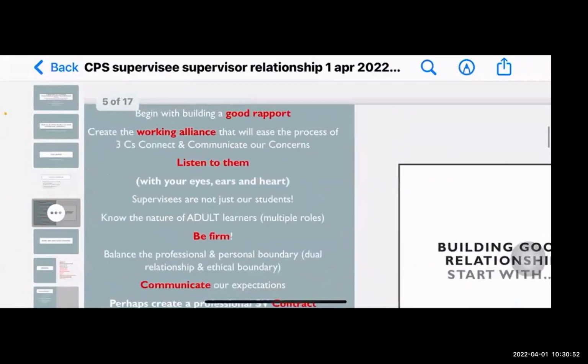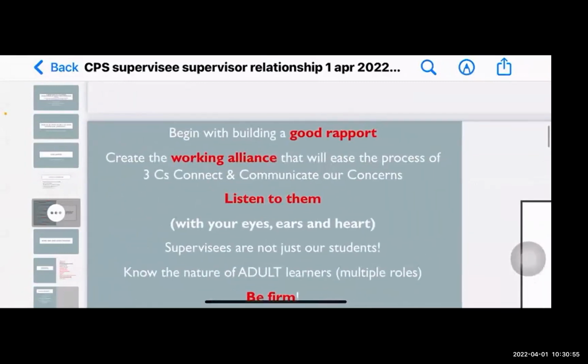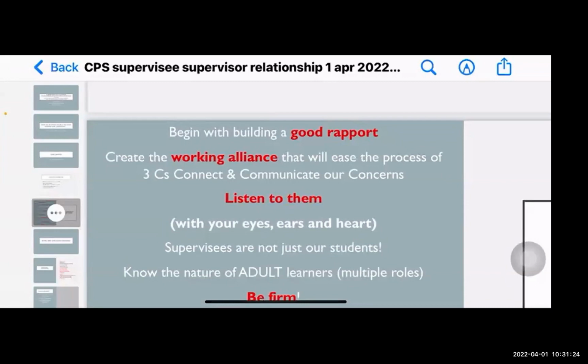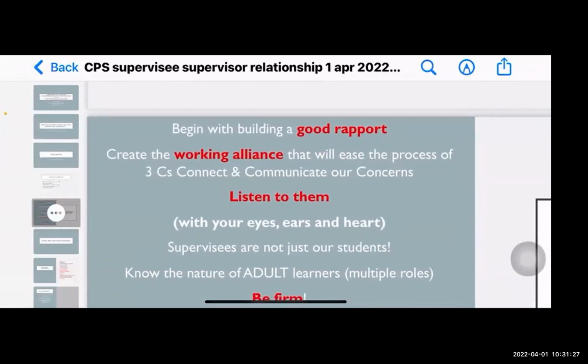This slide is on building relationship. Number 1, begin with building a good rapport. It is an effort. It is not something natural. It is something that you have to put some effort into. I know we have different personalities as lecturers, and the way we carry ourselves will be different, but building rapport is just like you want to make sure that you have that good relationship with them and try to know your client, your supervisee, what kind of a person.